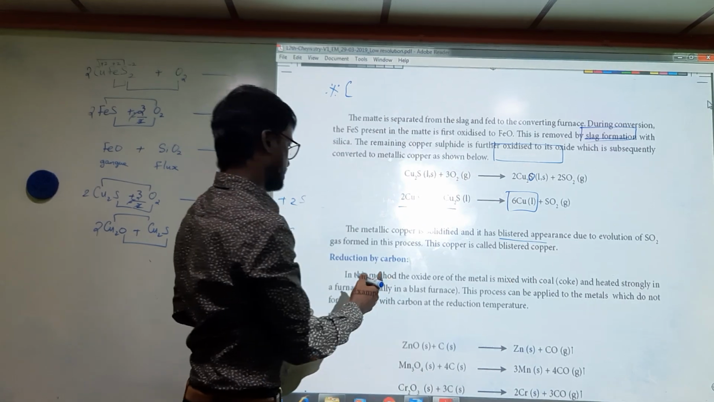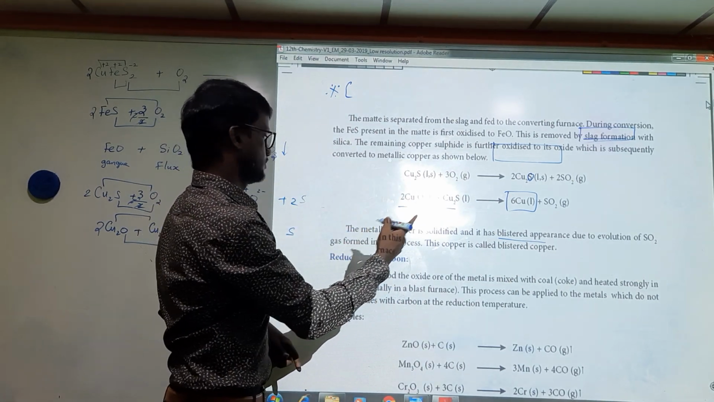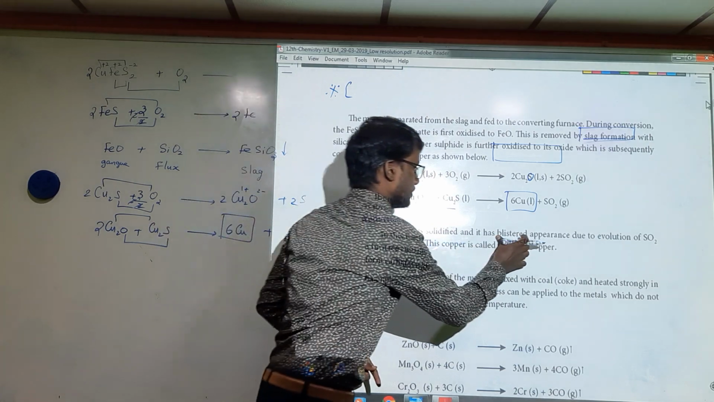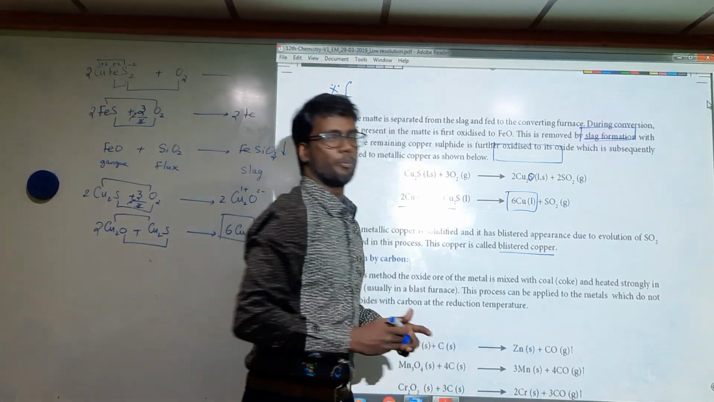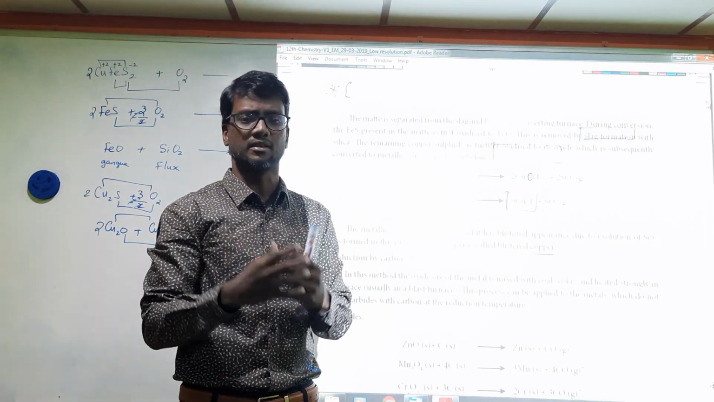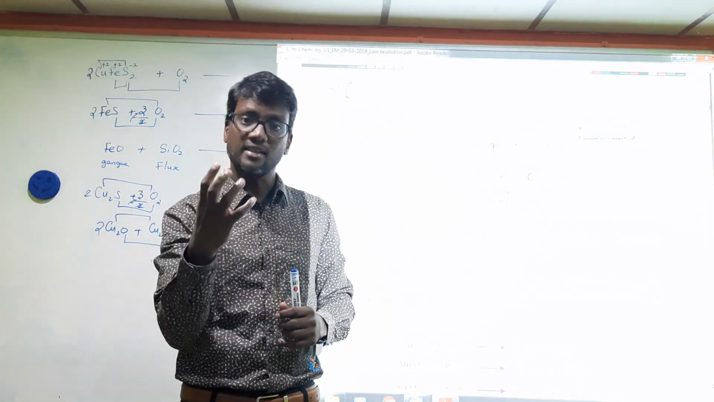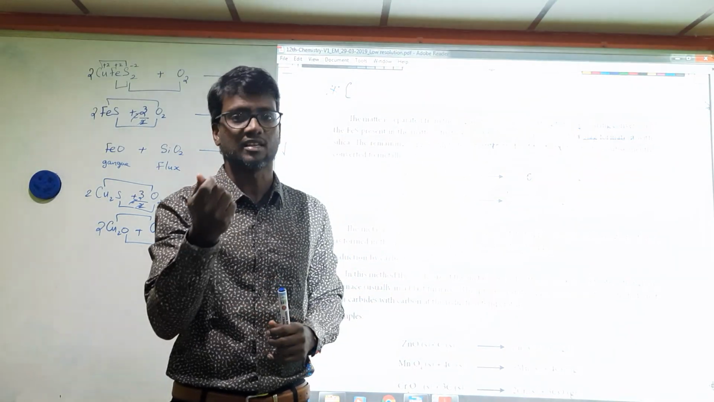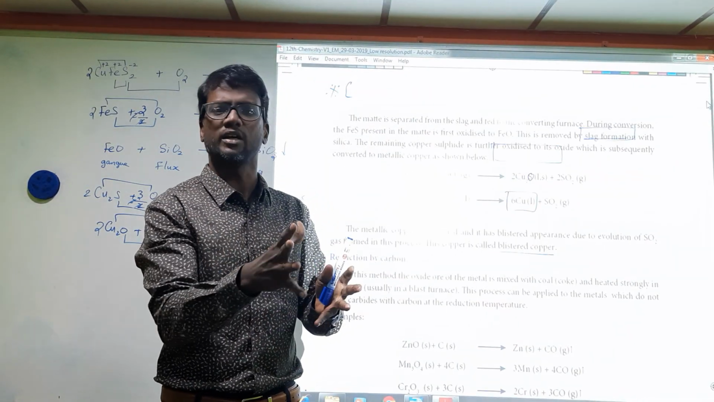Now, the name. Why they give this name: just imagine a metal in the liquid state, how viscous it will be. Semi-solid form. It's copper metal in the liquid state.